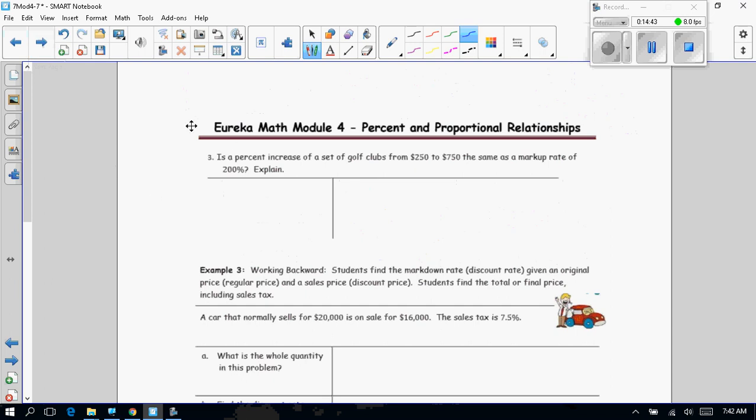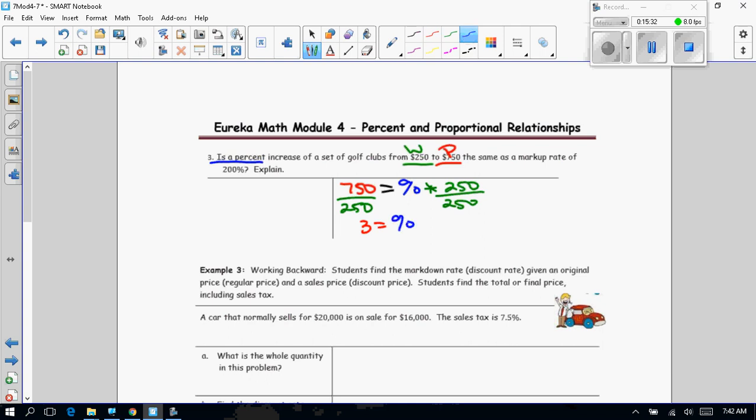Still working on that same idea. Is a percent increase of a set of golf clubs from $250 to $750 the same as a markup rate of 200%? So let's figure this out. We have the part or quantity, however you want to look at it, and we are trying to figure out if that is the same percent increase as 200. So we set this up as 750 is equal to the percent, which we don't know, times 250. If I divide by 250 to find the percent, I get 3. 3 is equal to the percent.